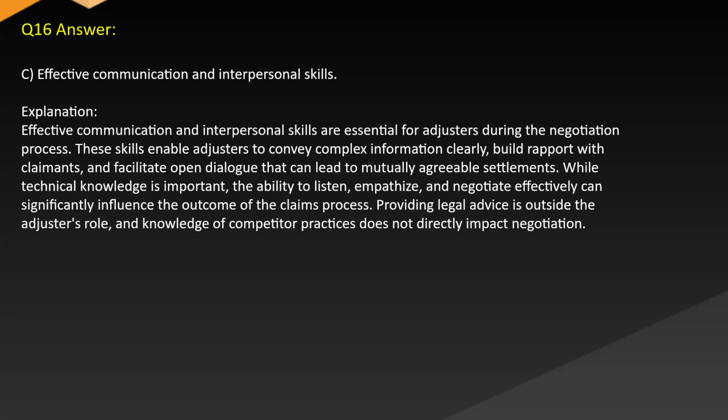Answer. C. Effective communication and interpersonal skills. Explanation. Effective communication and interpersonal skills are essential for adjusters during the negotiation process. These skills enable adjusters to convey complex information clearly, build rapport with claimants, and facilitate open dialogue that can lead to mutually agreeable settlements. While technical knowledge is important, the ability to listen, empathize, and negotiate effectively can significantly influence the outcome of the claims process. Providing legal advice is outside the adjuster's role, and knowledge of competitor practices does not directly impact negotiation.